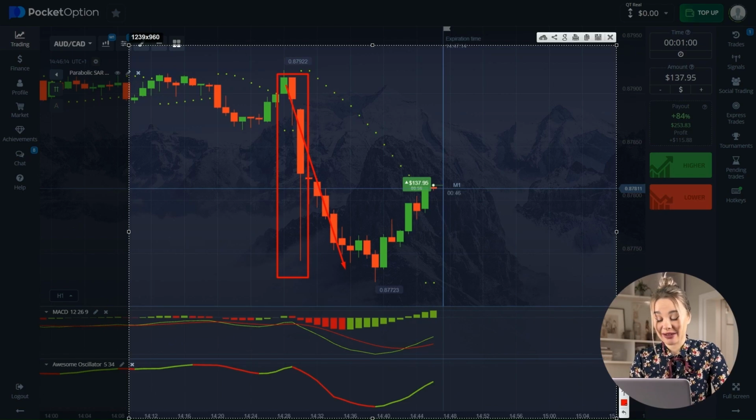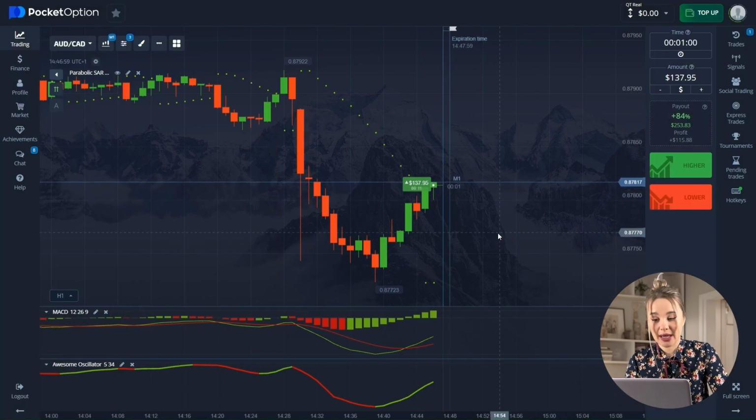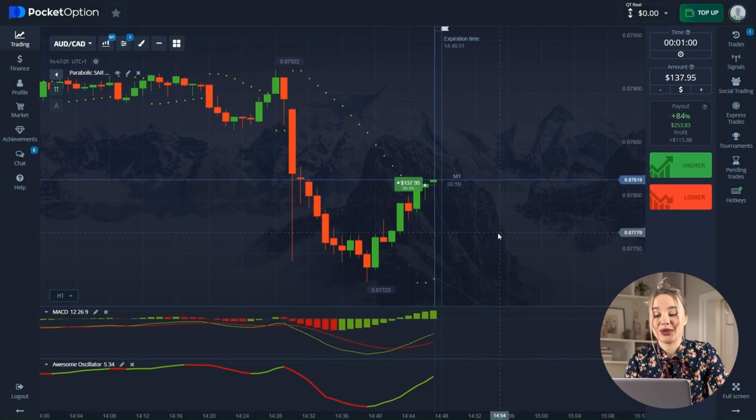A reversal began. The green MACD line crossed the red one from below upwards. Awesome oscillator is also confidently moving to the peaks, and I waited until the parabolic SAR points were below the chart. This is the indicator signal that the trend has finally changed to an upward one. So I'm expecting growth. There is no resistance level in the way. Most likely after the news drop, the price will return to the original value.